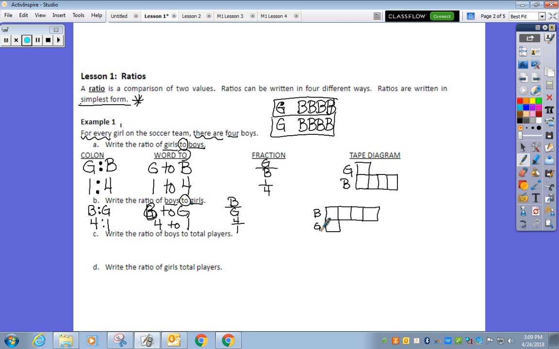Okay, so just notice the difference there. We have girls to boys first and then boys to girls. So order is extremely important. And all of these are in simplest form, so that's why they're good to go as is.